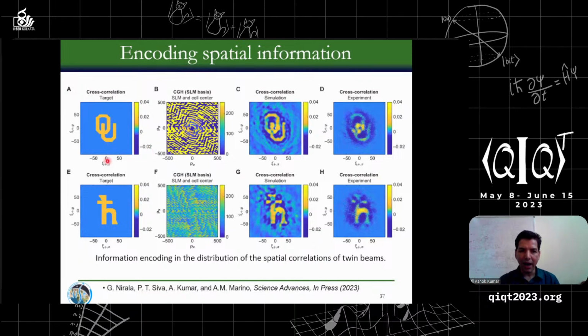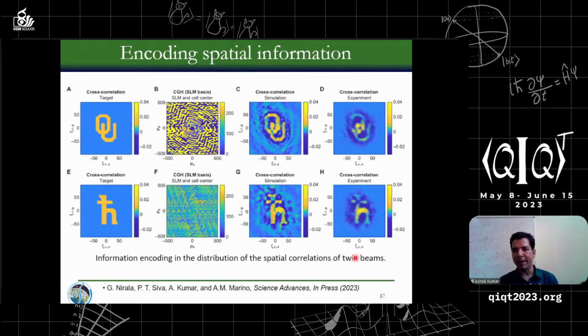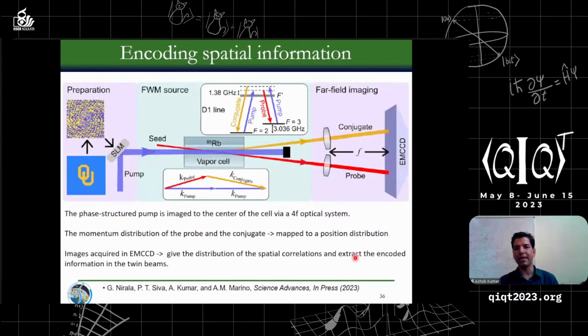So these are the target pattern that we wanted to encrypt. These are the simulated results that we were expecting, and these are the experimental results. So you can see that we can clearly decrypt the information that we have encrypted in our system. On the other hand, of course, this can have application in quantum cryptography and quantum communication actually.